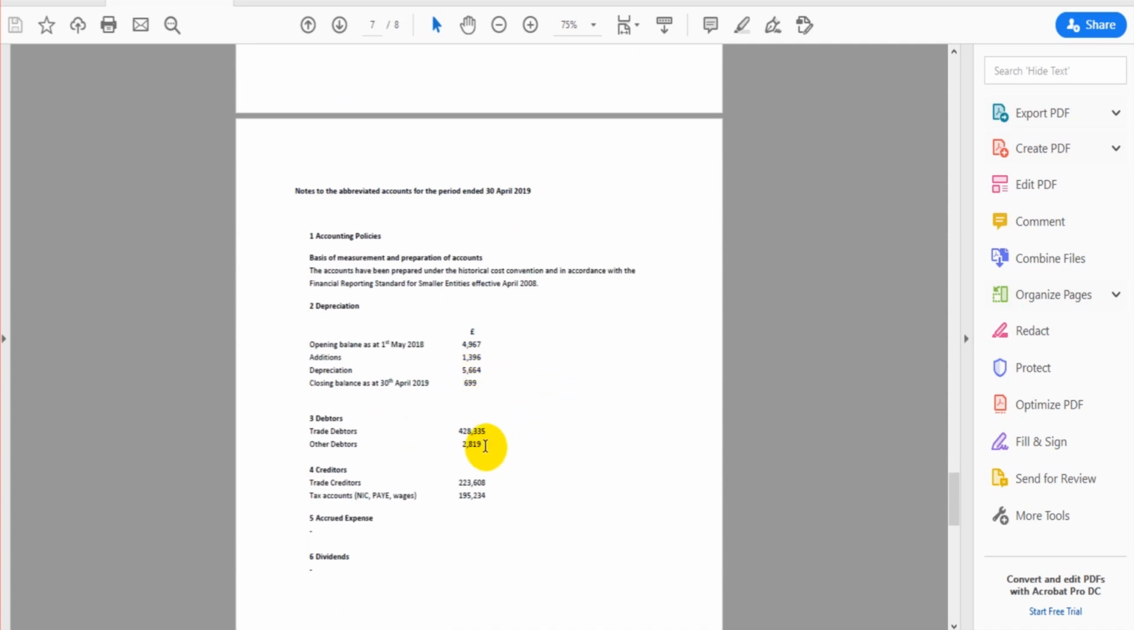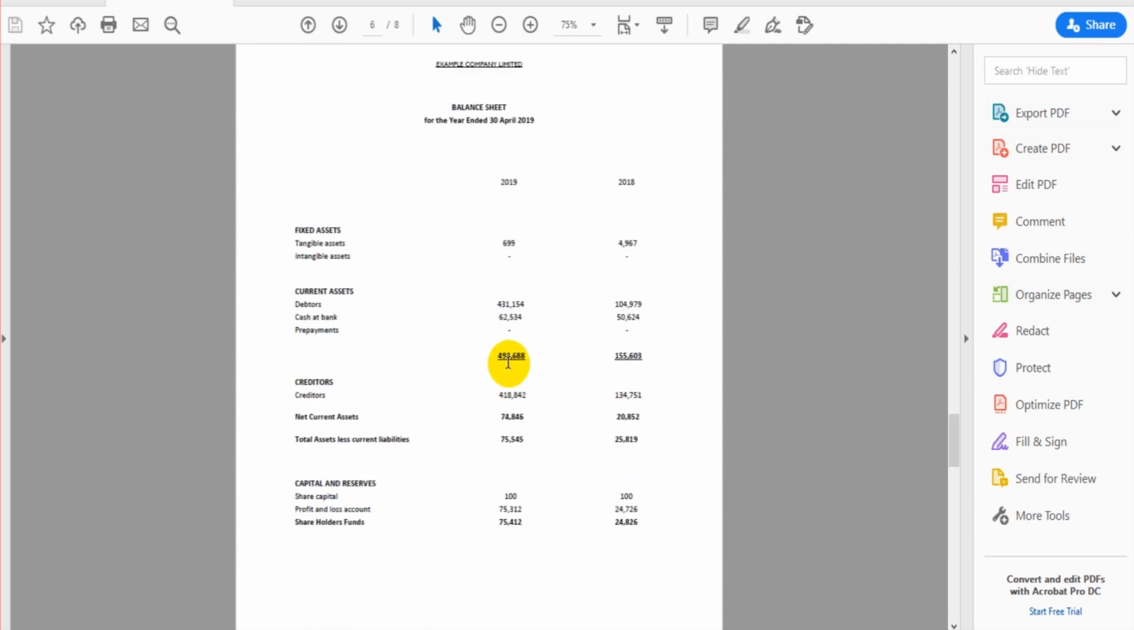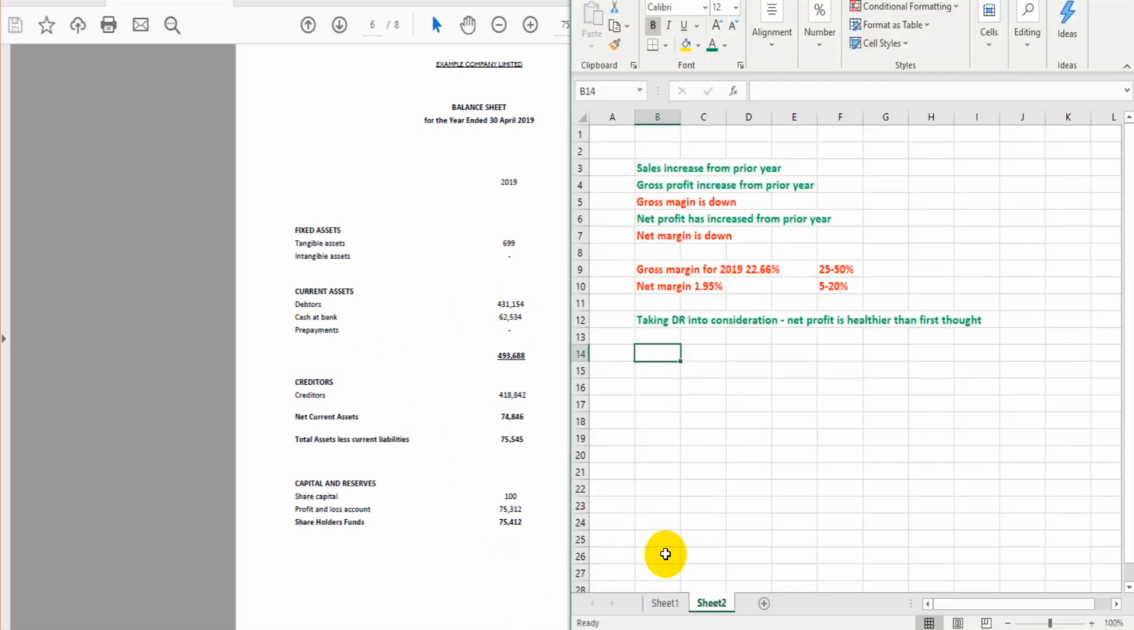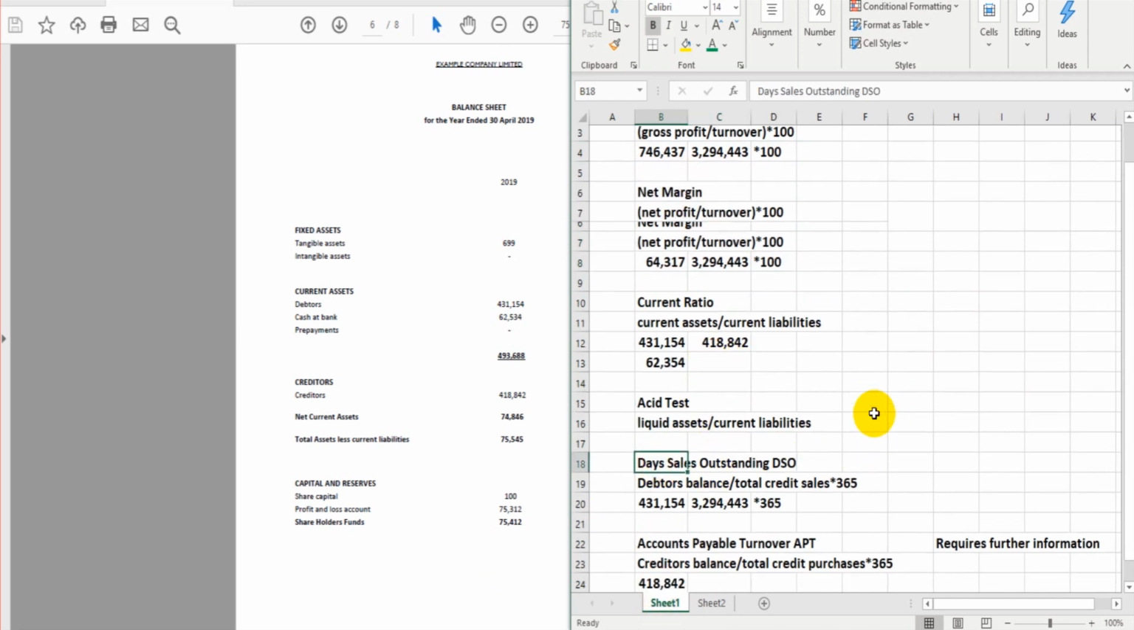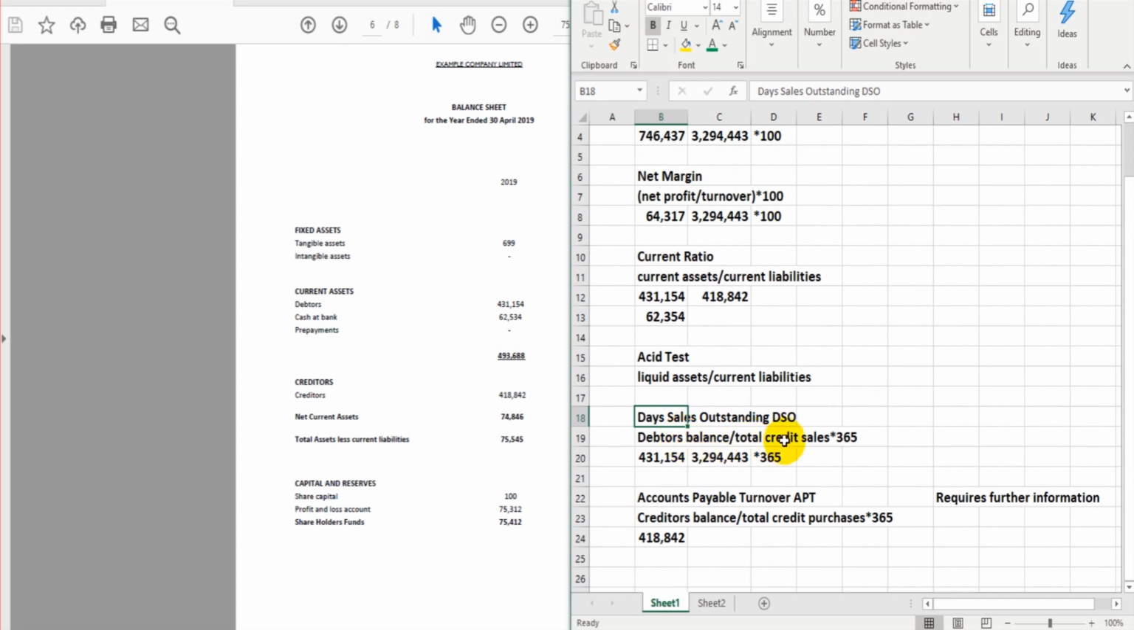So we go down here. Okay, there's a slight amount that's other debtors, but trade debtors, it is pretty much that whole amount, 428. We got 431, so about £3,000 difference. So 431,154. There's a lot of debt outstanding, and we can even do our day sales outstanding, our DSO. So that's the debtors balance divided by credit sales times by 365. So let's have a look at that.